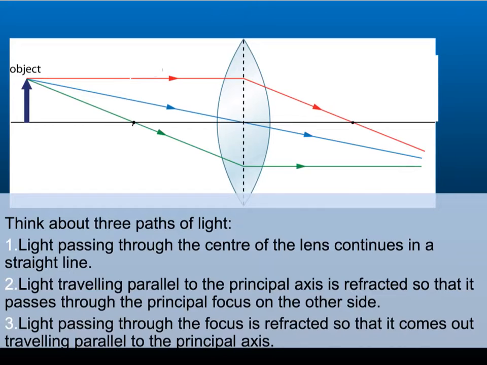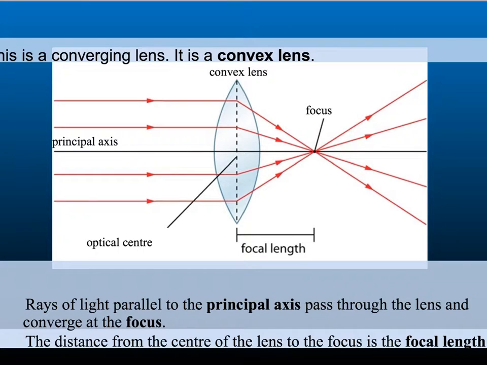Then the third path of light is this one, light that travels through the focus first here. Then when it hits the optical centre, it's refracted and comes out parallel. So this lens has got two focal points. This is a convex lens, a converging lens.